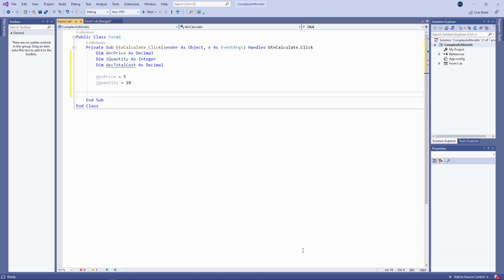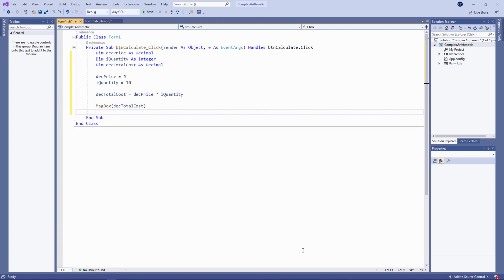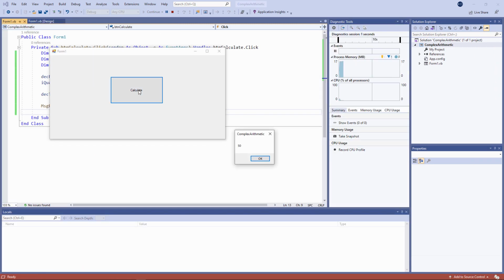So to calculate the total cost of 10 cakes at a price of £5 per cake, these are good cakes by the way, I'll use the multiplication operator. And let's output the result. £50 worth of cakes, no surprises there.